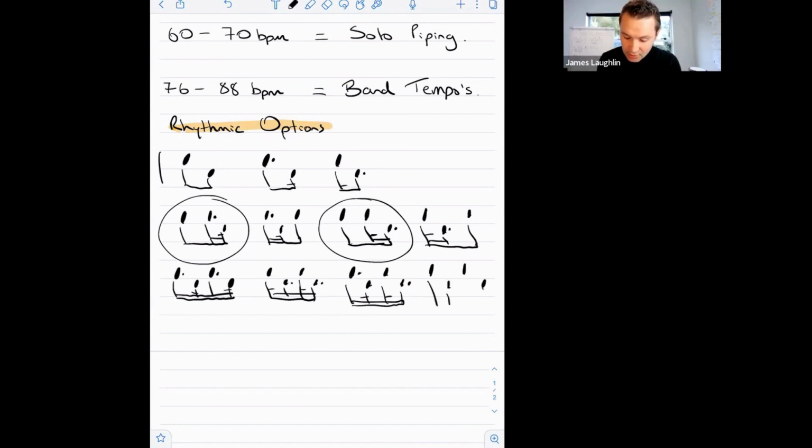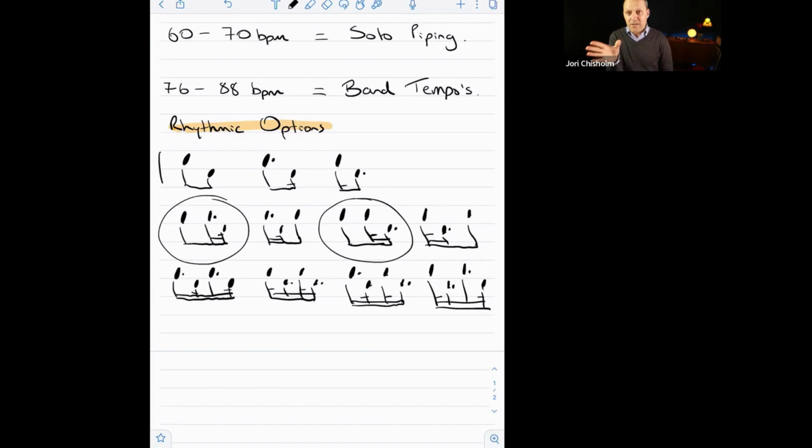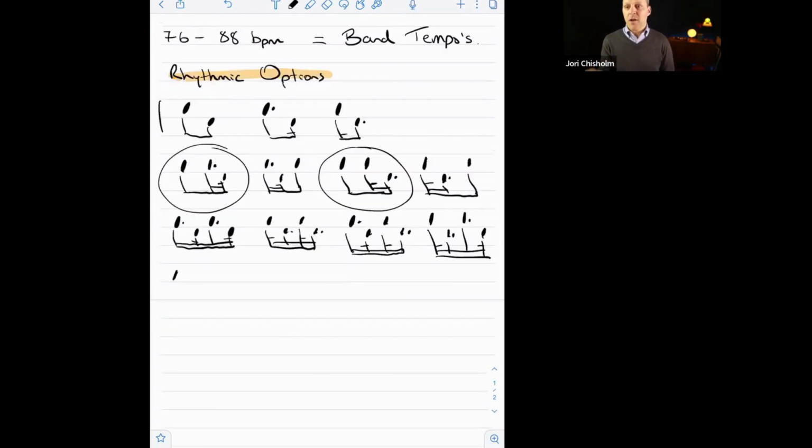For those who are looking at this going, wow, this is overwhelming, there are so many options. Once you understand the basics of how the rhythm works, that's what you're thinking of there, Jori? Yep. And that's it. I think that's it. We got quarter notes. We have 3 different 2-note pairs. We have 4 different 3-note pairs.